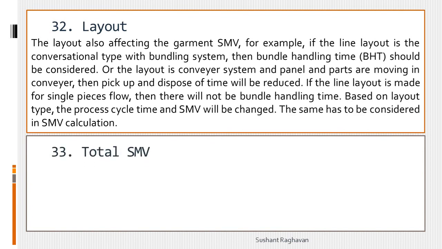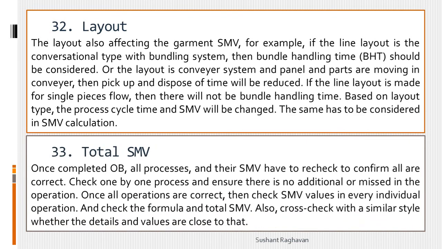Total SMV. Once OB is completed, all processes and their SMV have to be rechecked to confirm all are correct. Check process by process and ensure that there is nothing additional or missed in the operations. Once all operations are correct, then check SMV values in every individual operation and check the formula and total SMV. Also cross-check with a similar style whether the details and values are close to that.